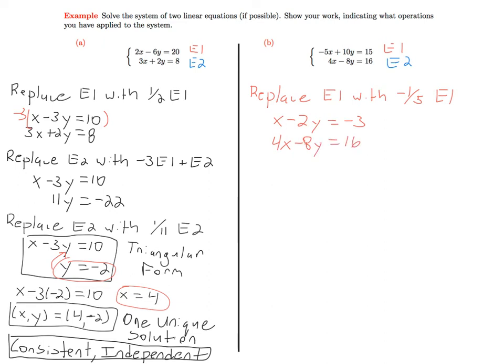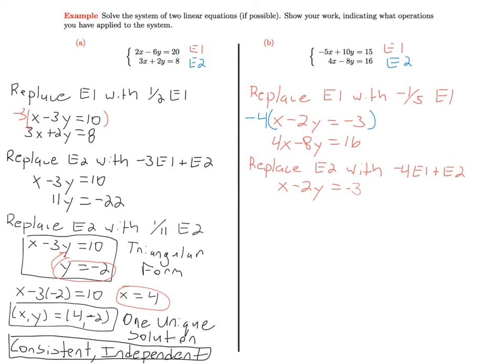And now we're going to eliminate the x term down here by multiplying E1 by minus 4 and adding it to E2. So in other words, we are going to now replace E2 with minus 4 E1 plus E2. So E1 is x minus 2y equals minus 3. And now I take equation E1, multiply it by minus 4, and then add it to the second equation.